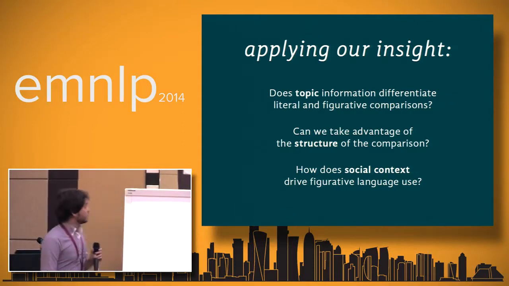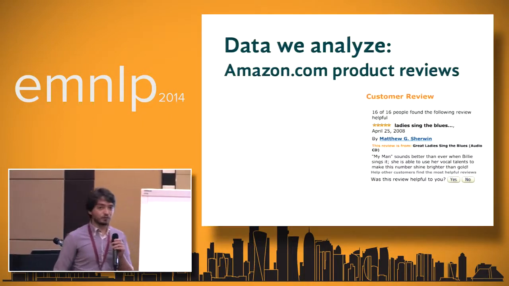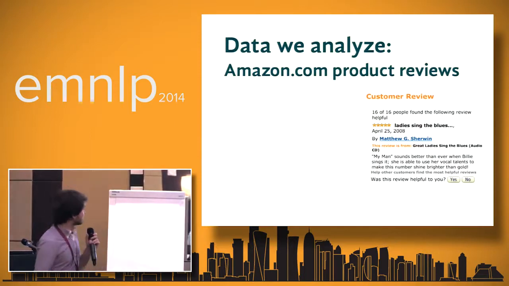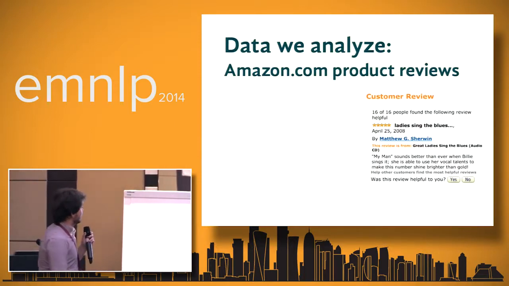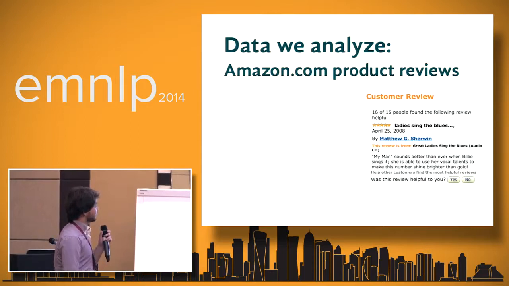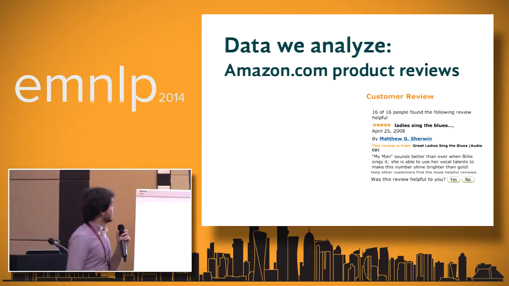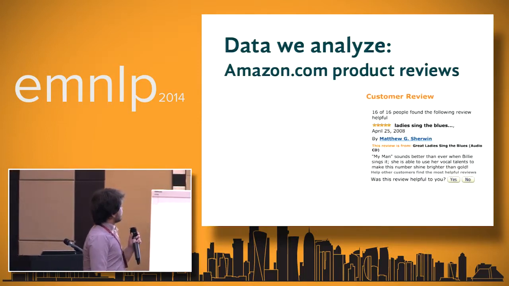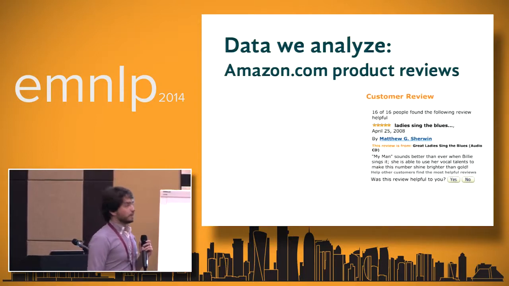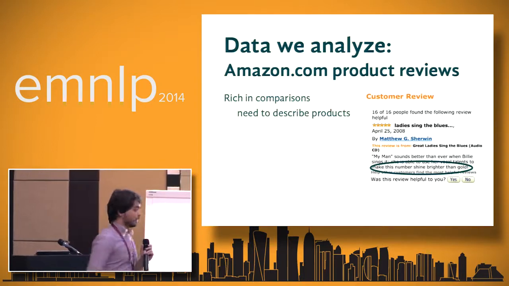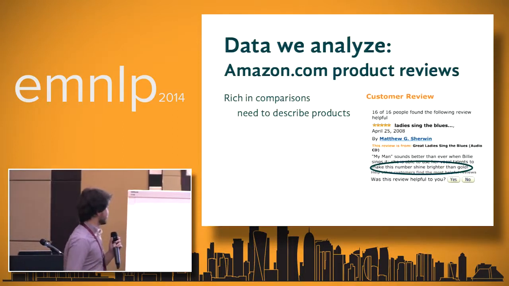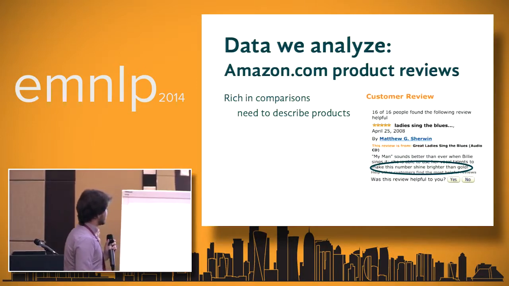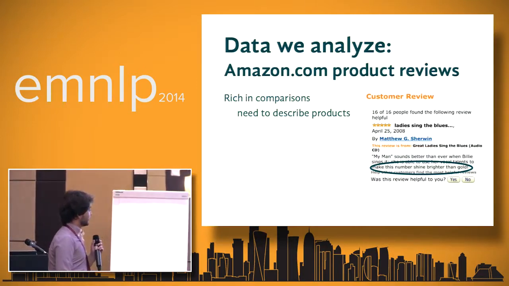In order to answer such questions, we definitely need data. So we turn to a data source that is adequate for our task. We look at Amazon.com product reviews. You can see on the screen a screenshot from the Amazon.com website with a review. Amazon.com product reviews are good for this, first of all, because people have to describe products and convince others to buy them or not. So they will be rich in comparisons because comparisons are descriptive. This example has a very nice comparison: "Her vocal talents make this number shine brighter than gold."